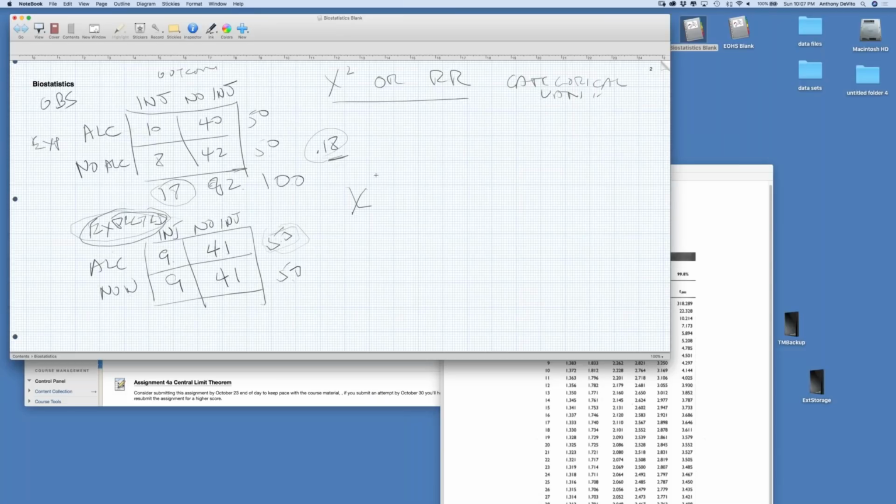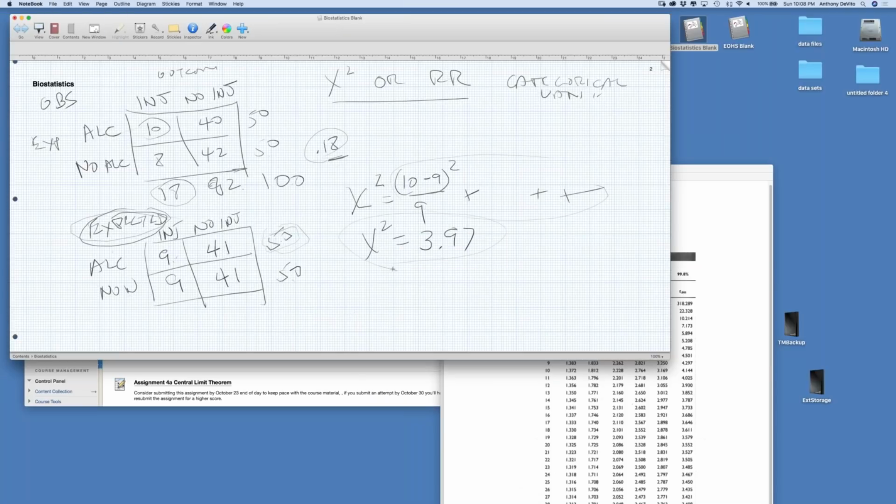But we know we can calculate chi-square by taking each one of these boxes, 10 minus 9, squaring that value, and dividing it by the expected values. In other words, that would be 10 minus 9 squared over 9. And then we would do that for each subsequent box. So we get 4 numbers, add up all those 4 numbers, and we would get a value. I'm going to make up a number, 3.97. Okay, chi-square is equal to 3.97.